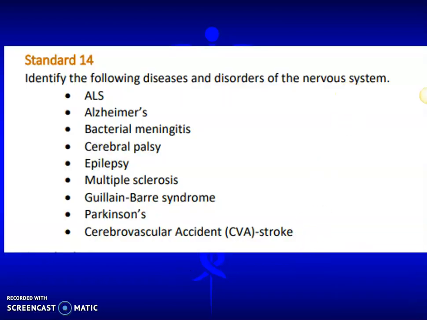So these are the diseases and disorders you're supposed to know. ALS, Alzheimer's, bacterial meningitis, cerebral palsy, epilepsy, MS, also known as multiple sclerosis, Guillain-Barré syndrome. I've heard people pronounce that 1,000 times in 1,000 different ways. So I'm going to call it Guillain-Barré syndrome, but if your teacher pronounces it differently, that's okay. Parkinson's and cerebral vascular accidents. So what we're supposed to do is identify the following diseases and disorders of the nervous system.